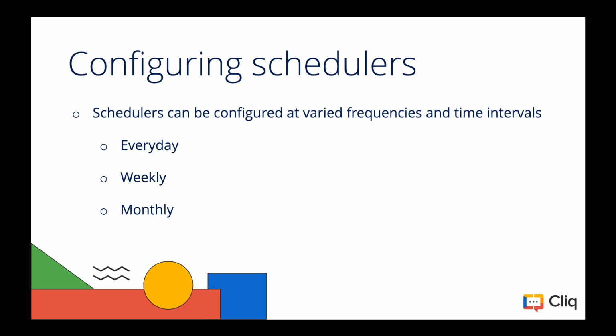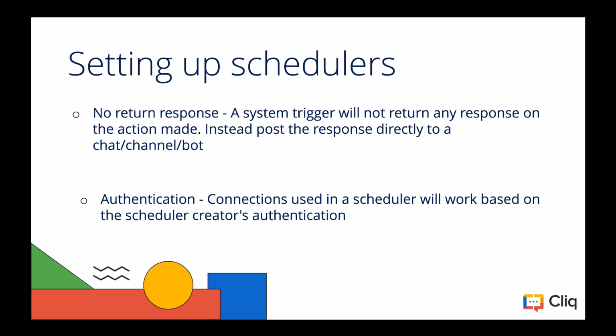So the next step is configuring and setting up a scheduler. Our question is, on what basis can you configure a scheduler and what are the different options that are available? Schedulers in Qlik can be configured based on 3 different time frequencies. It can be a daily scheduler, a scheduler which runs weekly, or a monthly scheduler. So once you choose the frequency, you can select the time at which the scheduler should be triggered. So that was about configuring a scheduler. Now let's see how you can set up one.